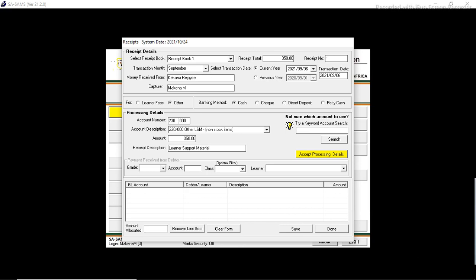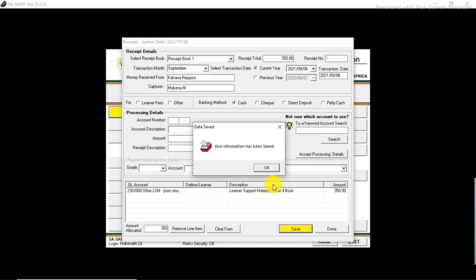Yes, you may write it, however it will be convenient for you to remember what this was for. You can write learner support material grade 4 book, or even write the name of the book the learner lost, and then you say I accept the money, and then you save it. As you are saving it, it says information saved.